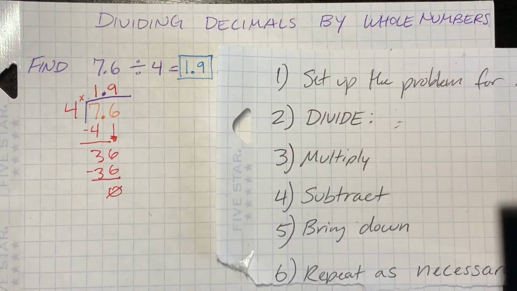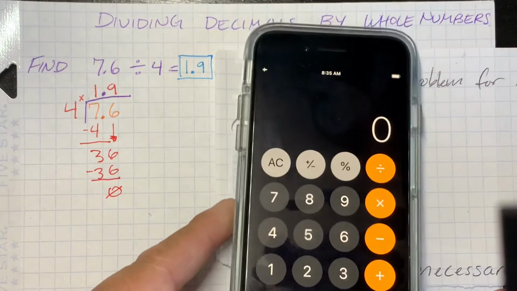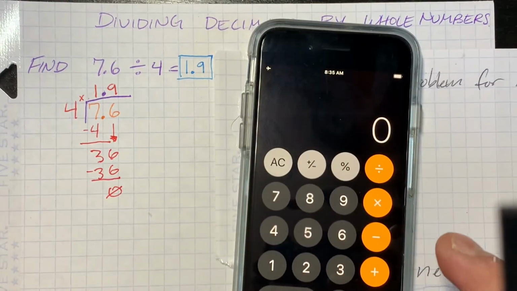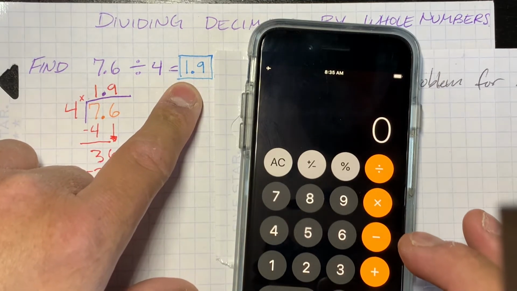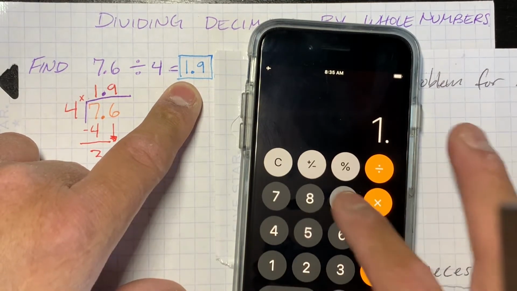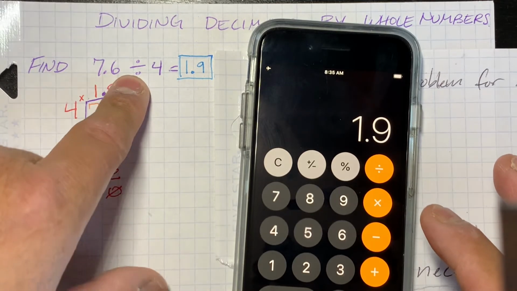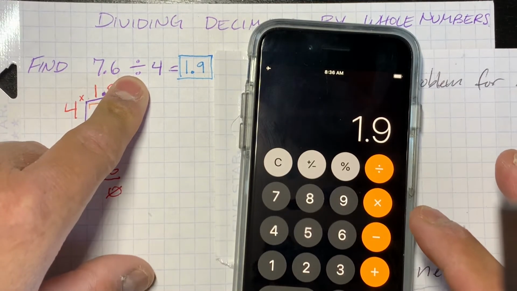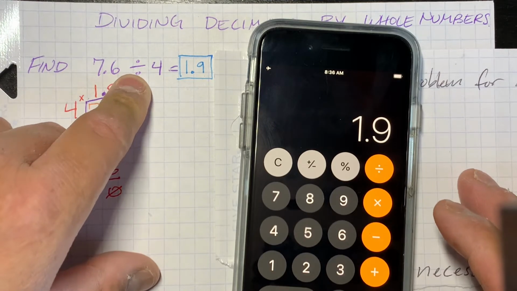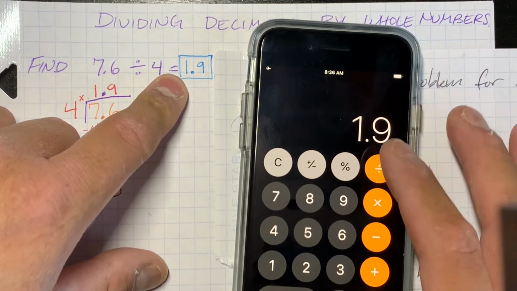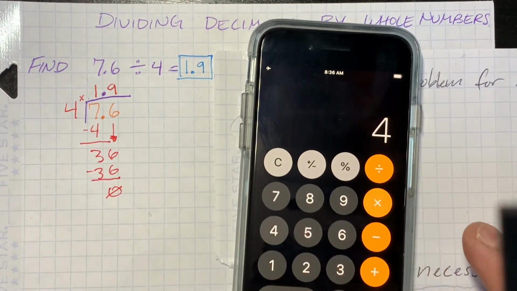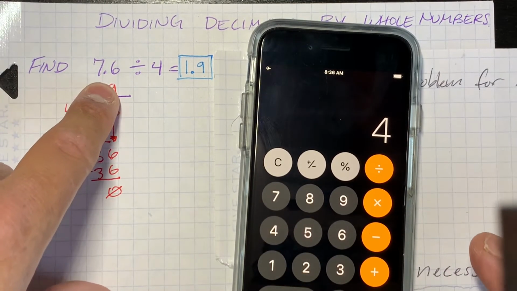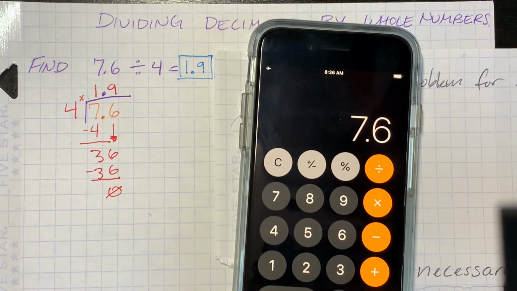All right, so we're going to use a calculator to check this. How you check this is you take your quotient, 1 9/10, and the opposite of division is multiplication, or we can say the inverse operation of multiplication is division as well. So we're going to do 1 9/10 times your divisor, 4. We should get the dividend 7 6/10. So we got the product 7 6/10, so it checks.